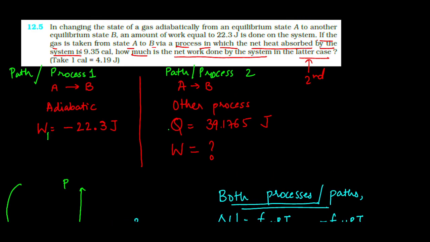So if I say this is W1, this is Q2, sorry, and W2, then what will be the same in both? What is same in both the processes? What is same for both the processes? Delta U, very good. Acha, what is Q1? Can you tell me what is Q1? Yes, 0. Good.